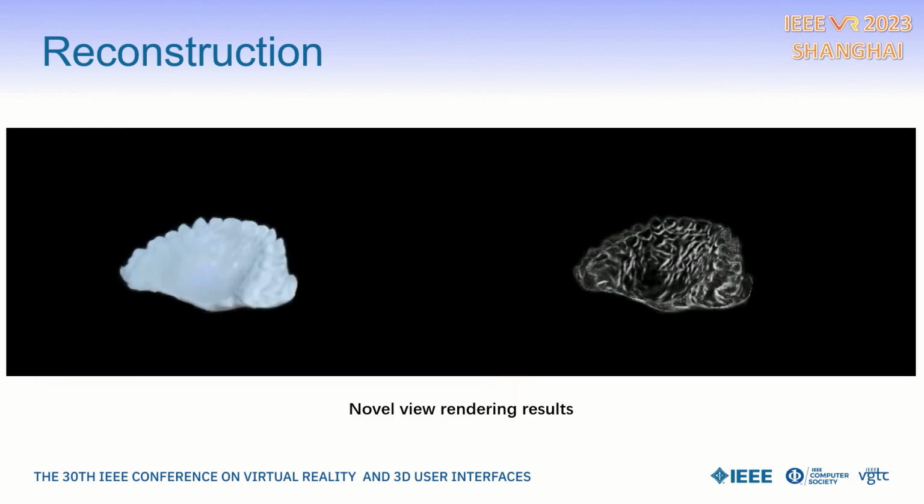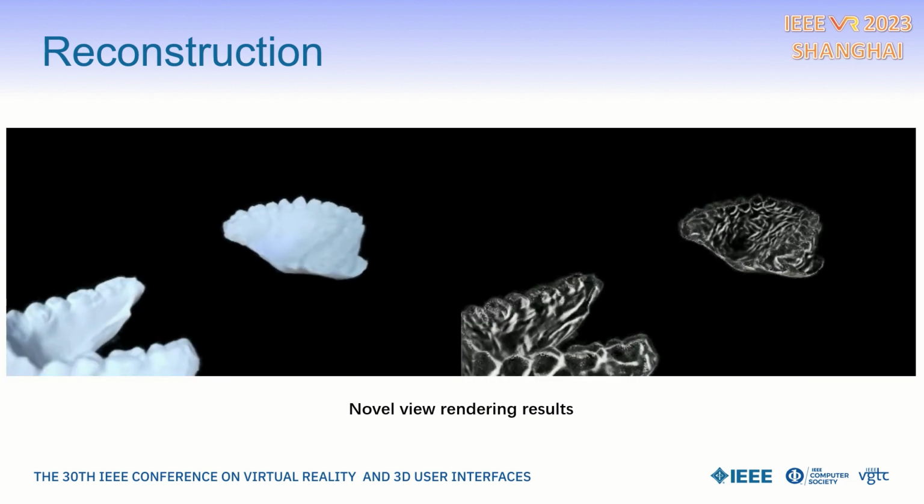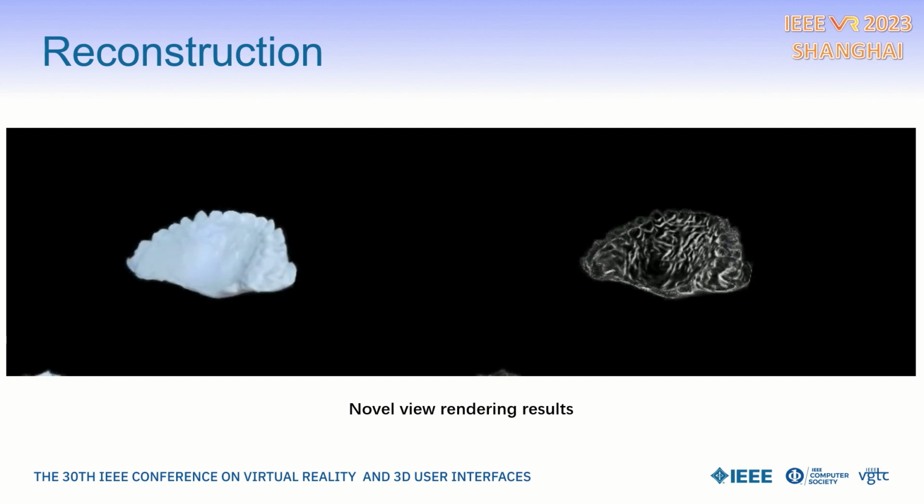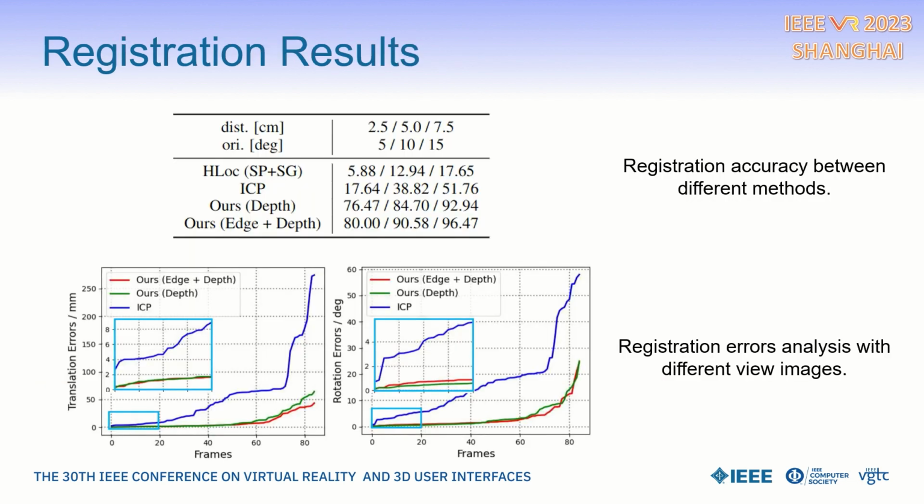We show some rendering results of RGB and edge map of different views, and we can see that our method is able to maintain the consistency of the edge map in 3D space. For the registration module, we compare the quantitative results with HLOC and ICP in the top table, and show the translation and rotation error in the figures. As can be seen, ImTooth can achieve the best results for the purpose of registration. Besides, combining depth and edge information can get better registration results than only using depth information.